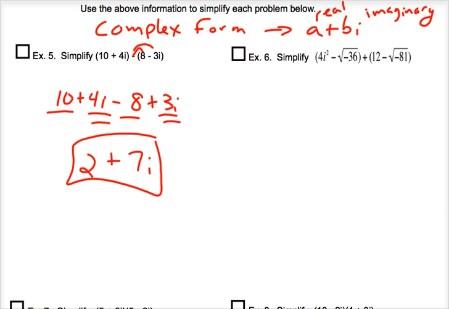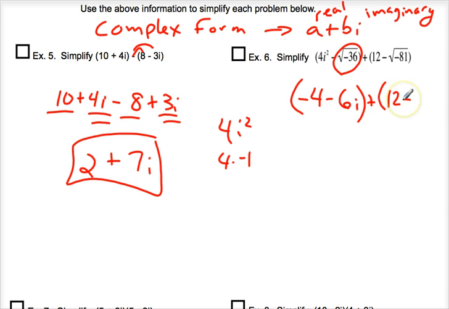Example 6. Here we got to do a little simplifying. 4i squared is -4. Why is it -4? Because 4i squared is 4 times -1. i squared is -1. Anytime you see an i squared, put -1 down there. All you really need to do is switch the sign of the number in front, the coefficient. So here I have +4, it became -4. i squared went away. And I've got minus, what's the square root of -36? That's 6i. Plus, and I got 12 minus, what's the square root of -81? That's 9i.